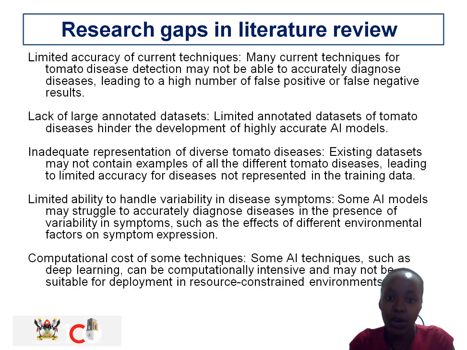Then inadequate representation of diverse tomato diseases. Existing datasets may not contain examples of all the different tomato diseases, leading to limited accuracy for diseases not represented in the training data. Then the limited ability to handle variety in disease symptoms. Some AI models may struggle to accurately diagnose diseases in the presence of varied symptoms, such as the effects of different environmental factors on symptom expression. Then the computational costs of some techniques.